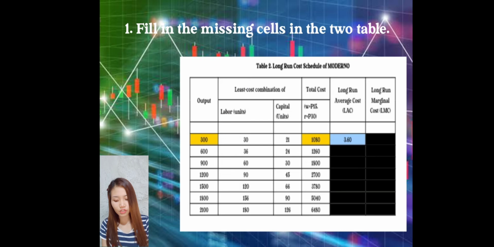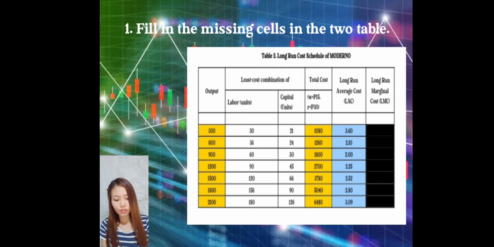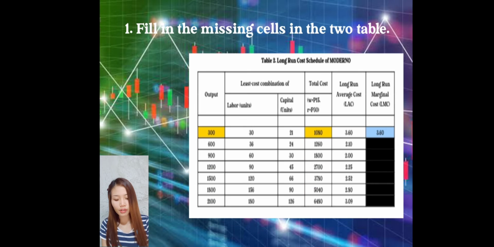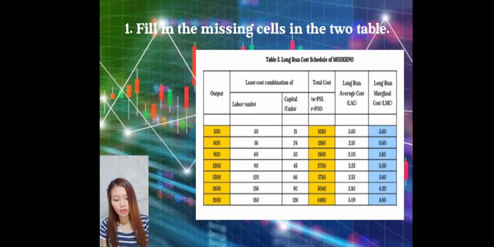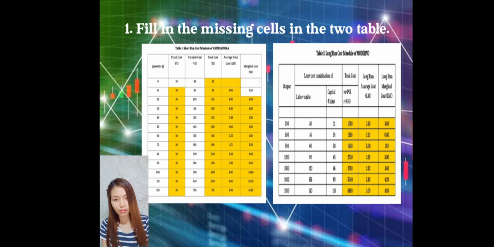For long run average cost, divide total cost by output, so you will get the answer. While for the long run marginal cost, we also need the total cost and output, but you need to subtract total cost 1 and total cost 2, as well as the outputs, then divide both, so we will get the answer. And we already completed the 2 tables. So let's move on to question number 2.